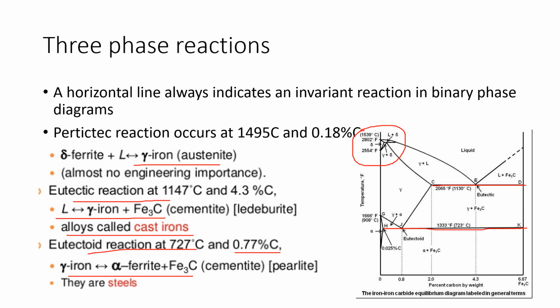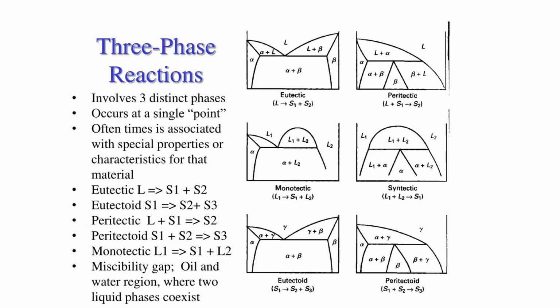The eutectoid reaction occurs at 727 degrees centigrade at a composition of 0.77% carbon, where gamma iron transforms. Different types of reactions occur at a single point. We call them three-phase reactions. The different types are eutectic, eutectoid, peritectic, peritectoid, monotectic, and miscibility gap, the oil and water region, where two liquid phases coexist.